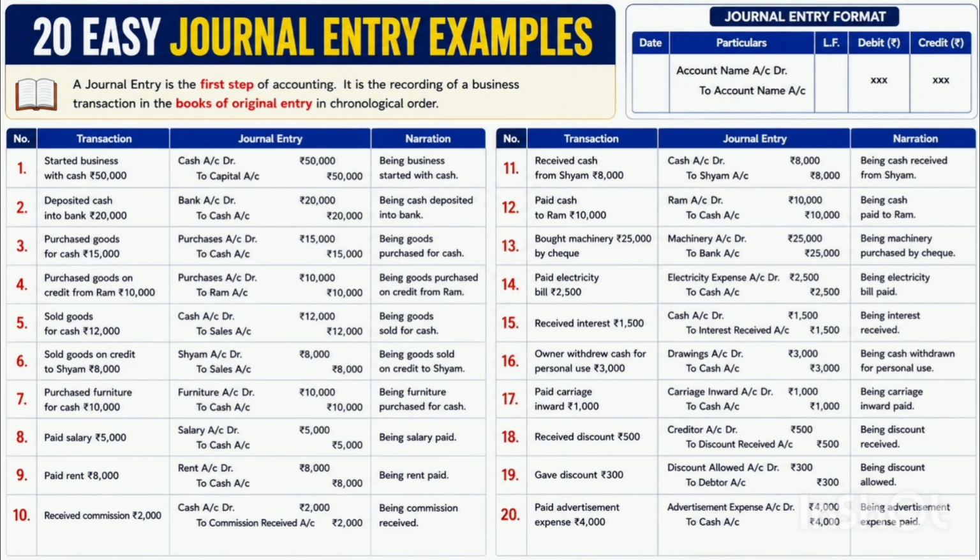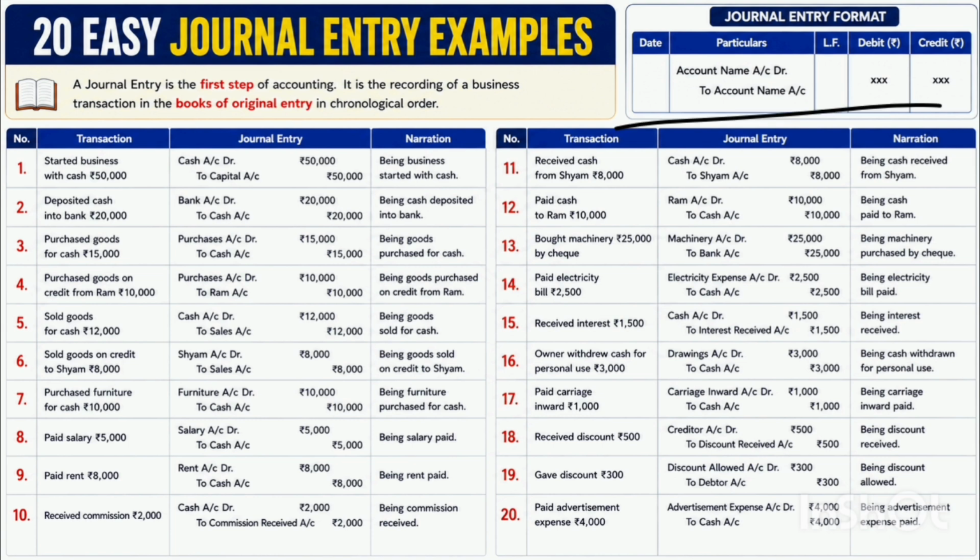So today we are going to see 20 easy journal entry examples. In the last video we already covered the meaning of journal and the modern rules of accounting. By using those modern rules we are going to record these journal entries in the easiest way. Okay, so let's start with the first one.